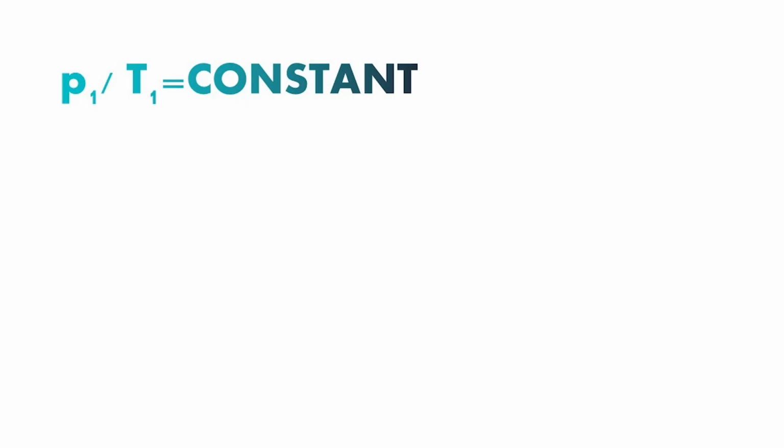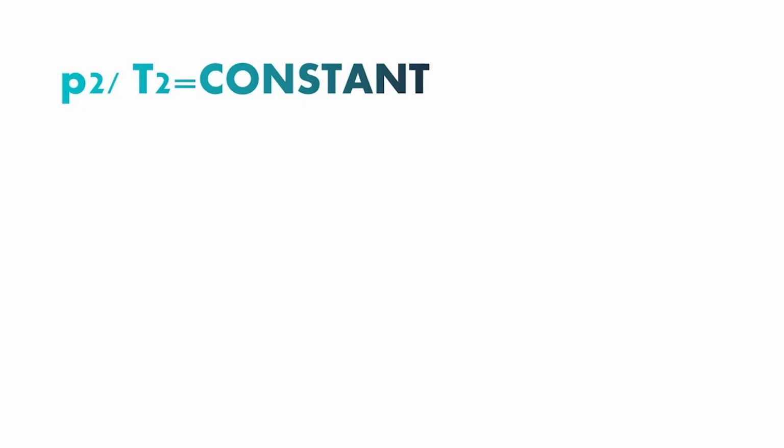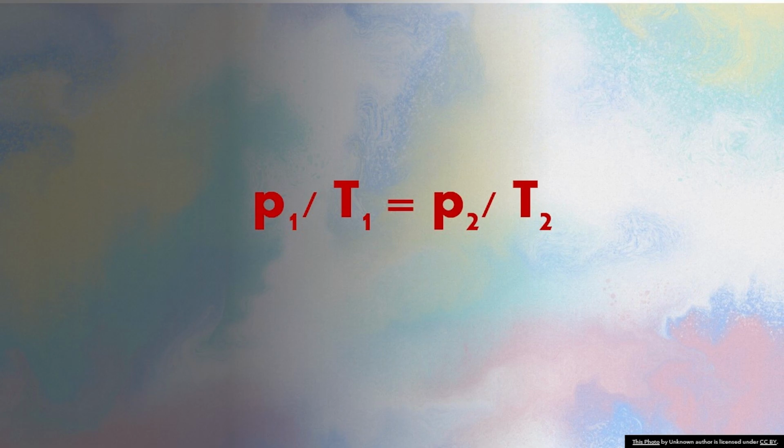So what will be the equation for the state 1? Yes, it is P1 by T1 equal to constant, and for the case 2 or state 2 we can write it as P2 by T2. So the final equation is P1 by T1 is equal to P2 by T2.